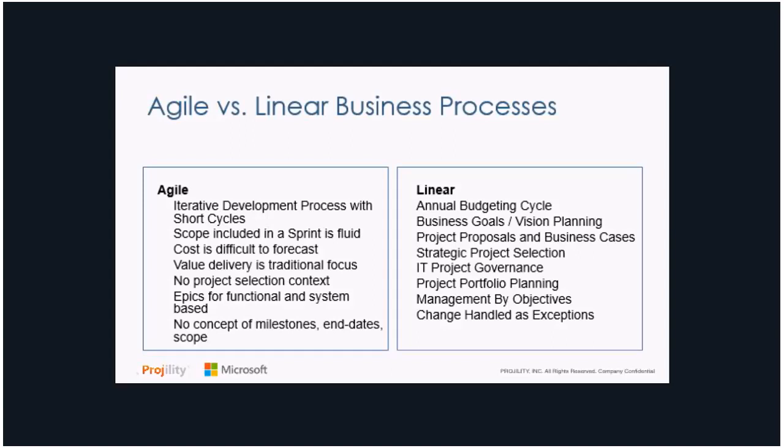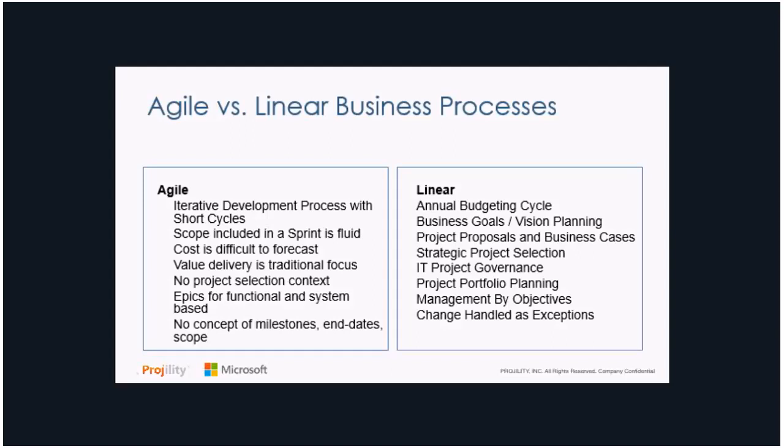There's really no thought of an end date and no real scope. If we think more in the linear planning cycles, and this is for traditional organizations, they're doing annual budgeting, they've got business goals and a vision, they've got proposals coming in and business cases that are being funded, they're going through strategic portfolio analysis and selection, IT governance, all the portfolio management, and then managing by results and objectives, and handling changes as they occur.